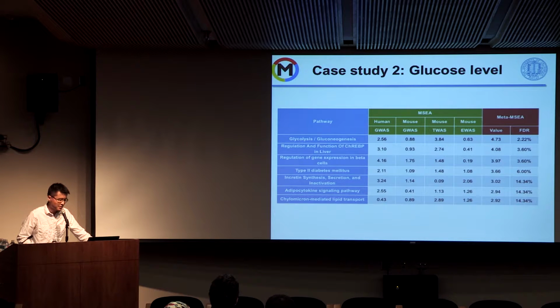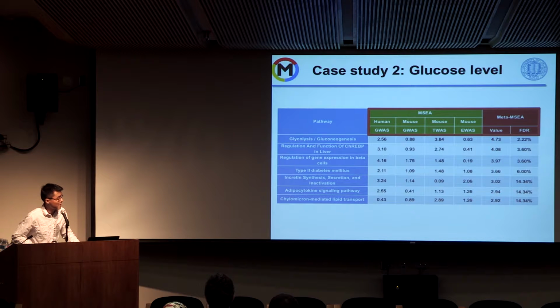In the second case study, we do similar things on the regulation of glucose level. One thing I want to emphasize here is that in this case study, we perform meta-analysis on 2 different species, human and mouse, and 3 different association data sets, GWAS, TWAS, and EWAS. And this leads to the discovery of, again, a series of quite biologically plausible pathways related to glucose homeostasis.